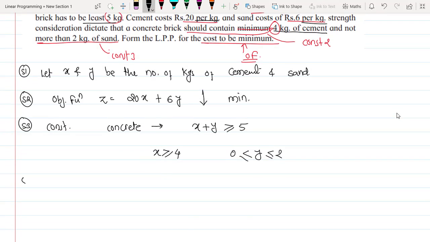The fourth and final constraint is the non-negative constraint. So of course x is 0 or positive and y is 0 or positive. Okay, so this is how you get the total LPP for the given question.